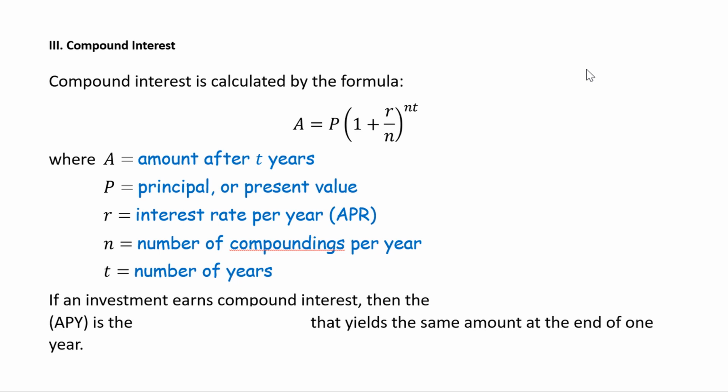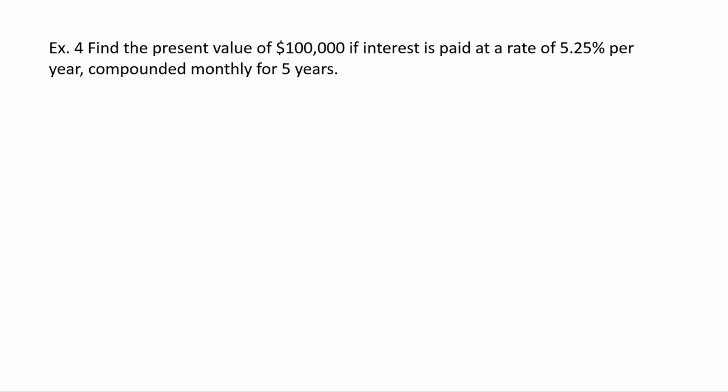If an investment earns compound interest, then the annual percentage yield, that's APY, is the simple interest rate that yields the same amount at the end of a one-year cycle. Find the present value of $100,000 if interest is paid at a rate of 5.25% per year compounded monthly for 5 years. We deduce from the statement of the problem that this is a compound interest problem.